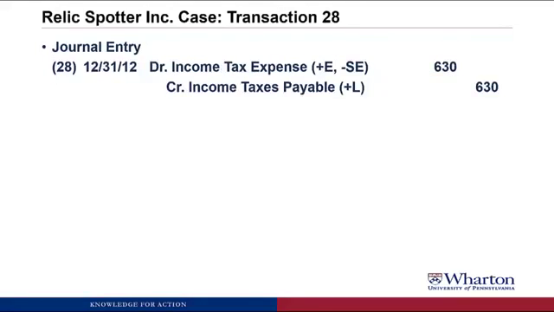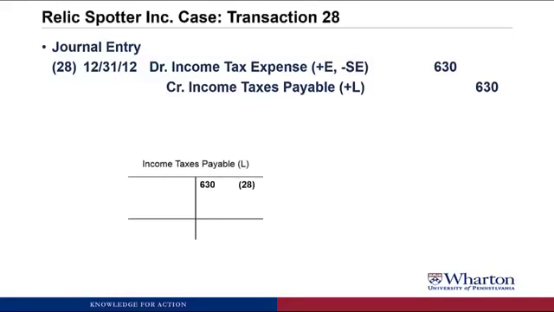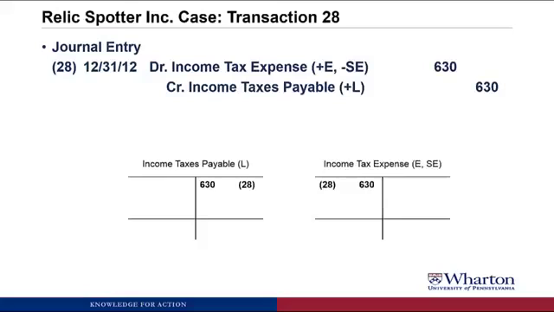Then we post this to T accounts. We create an income tax payable so that we can show on our balance sheet that we owe the IRS $630 of taxes as of December 31. And we create an expense account, income tax expense, which has a debit balance.